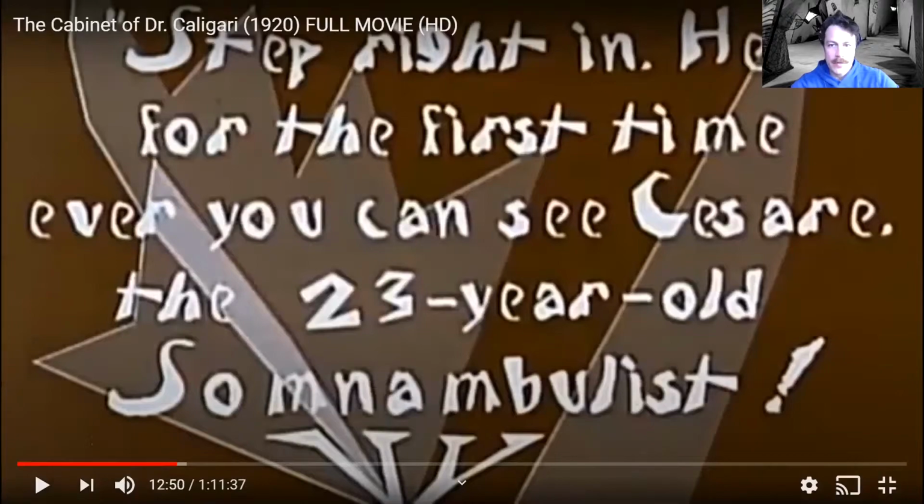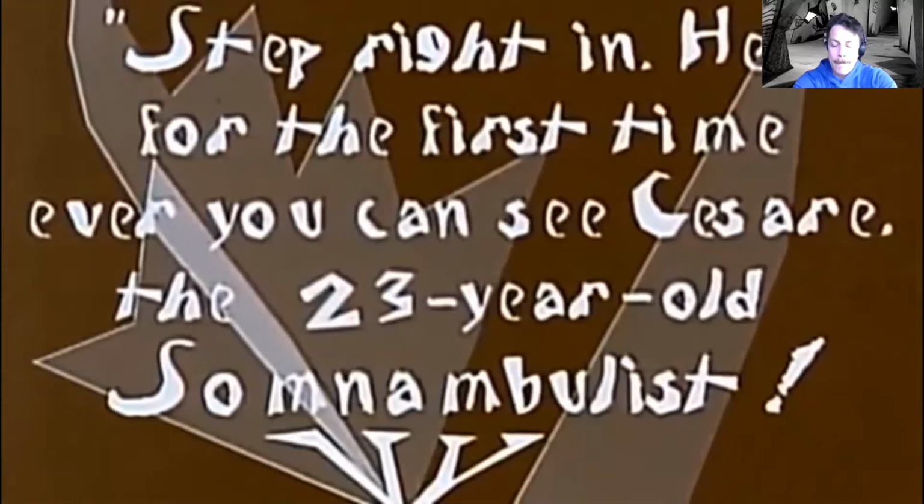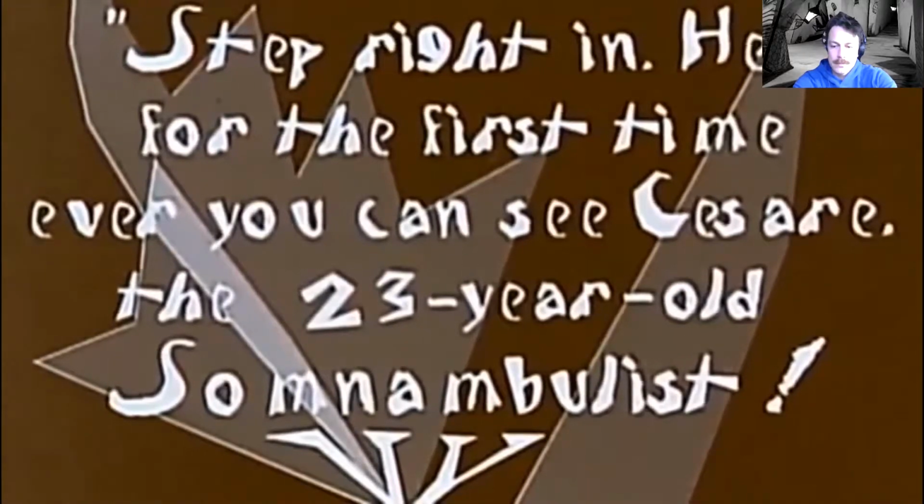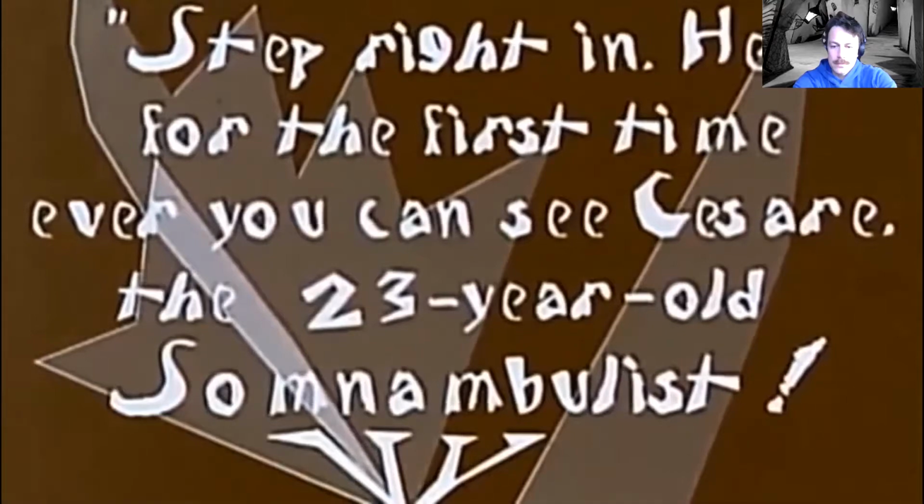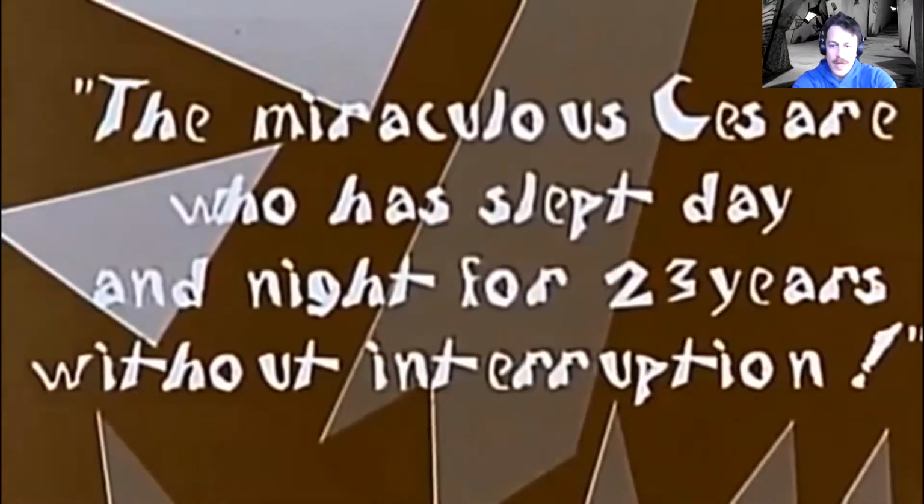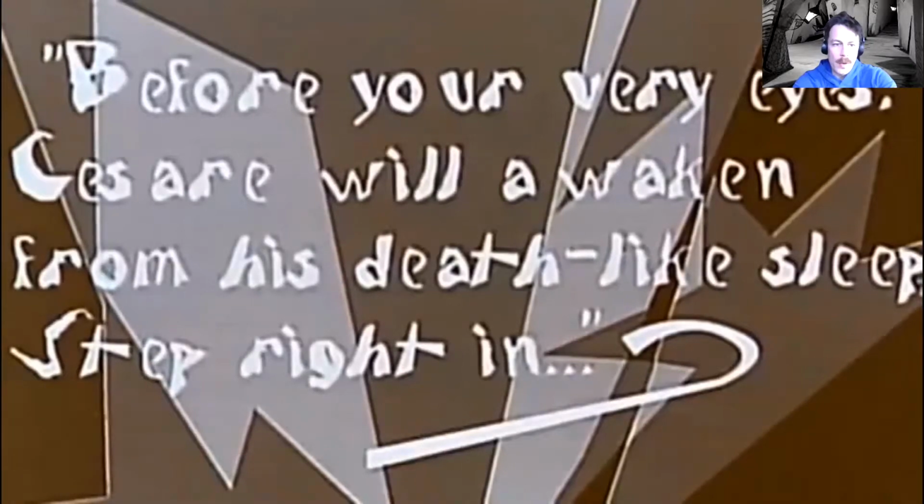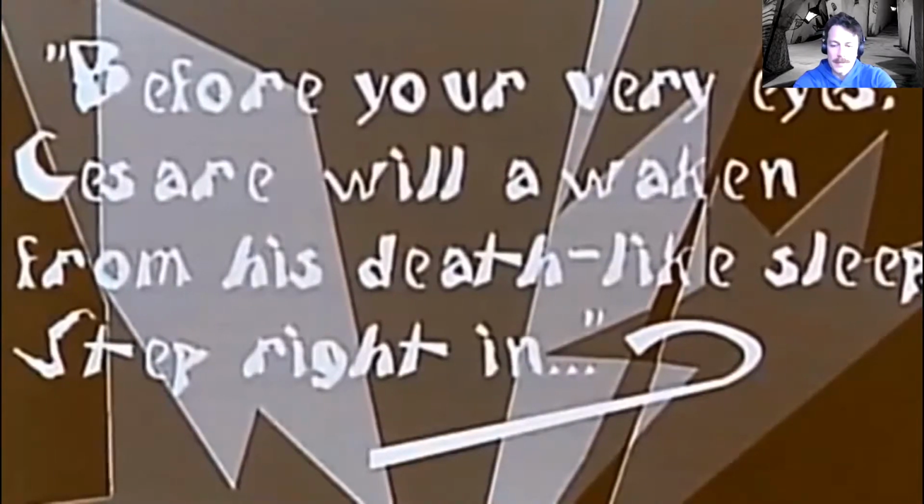So he says, step right in here. For the first time ever, you can see Cesare, the 23-year-old somnambulist. Somnambulist translates to sleepwalker. Miraculous Cesare has slept, who has slept day and night for 23 years without interruption. Before your very eyes, Cesare will awaken from his death-like sleep. Step right in.